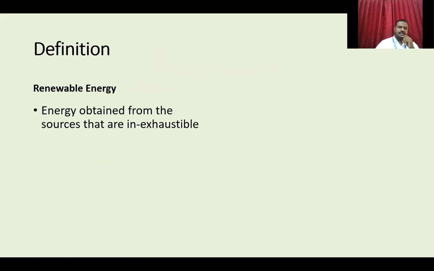We will see the definition of a renewable energy source. What is a renewable energy source or a renewable energy? The energy that can be obtained from the sources that are inexhaustible. That is, the source from which we are going to extract the energy is inexhaustible. It means it will be available at all point of time in future.